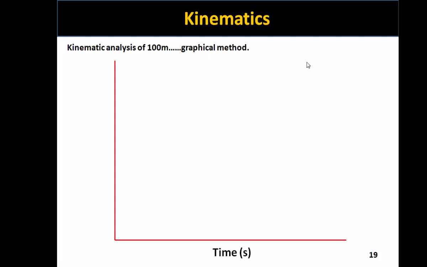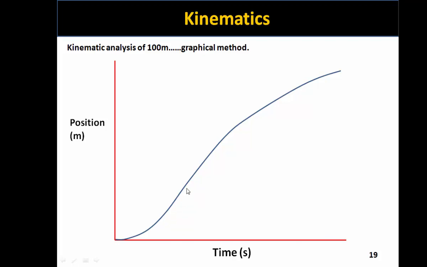So the graphical method always places time along the x-axis. And so in biomechanics, at least with kinematics, time is always going to be our independent variable, the variable that is placed along the x-axis. And so we always start with position, because really that's what we're doing here. We're tracking the position with respect to the reference point, which is the start line, all the way through as time moves from left to right.